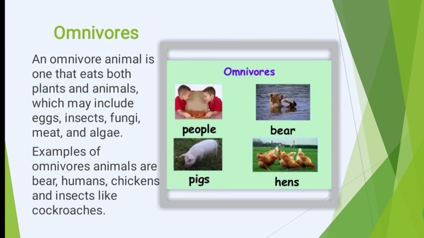Omnivores. An omnivore is an animal that eats both plants and animals, which may include eggs, insects, fungi, meat, and algae. Examples of omnivorous animals are bears, humans, chickens, and insects like cockroaches.